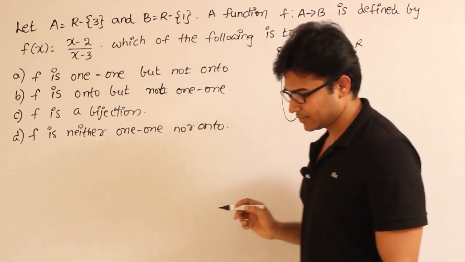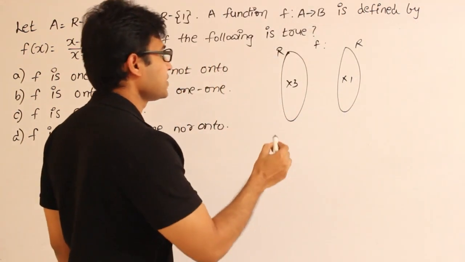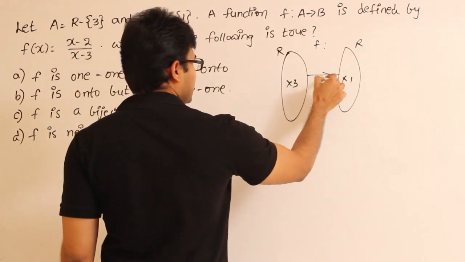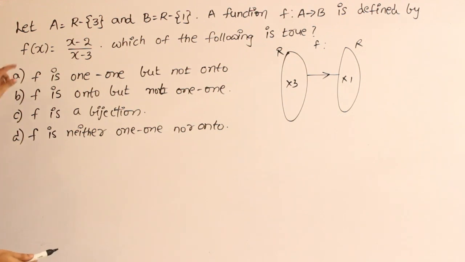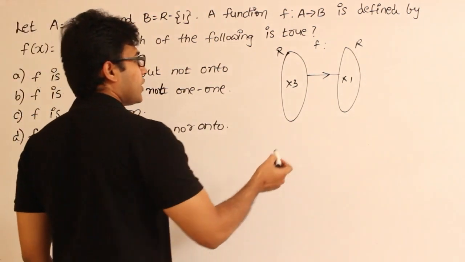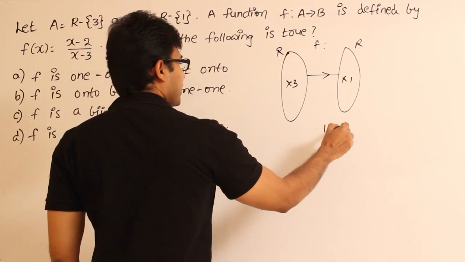If that is the case, then they are asking what type of function this function f is. So see this, f is a function defined by x minus 2 divided by x minus 3. Which of the following is true? Is it 1 to 1, or onto, or both, or none? So let's test whether it is a 1 to 1 function or not.